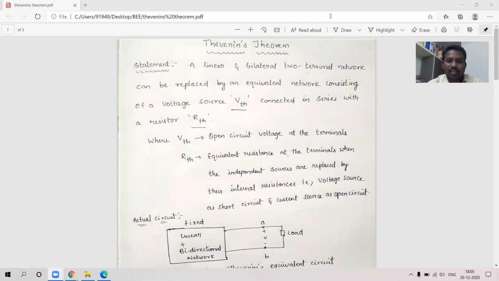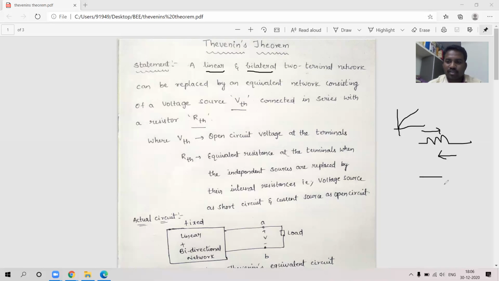It is a linear bilateral network. Linear means it obeys Ohm's law. That means as voltage increases, current also increases, which is a graph passing through the origin. What about bilateral? Bilateral means, here we know the resistor. For a resistor, we can send current either in this direction or this direction. So the resistance property is not going to be affected. The resistor will be the resistor itself.